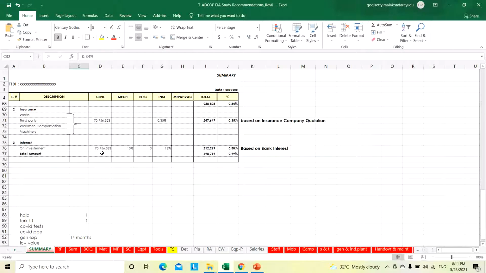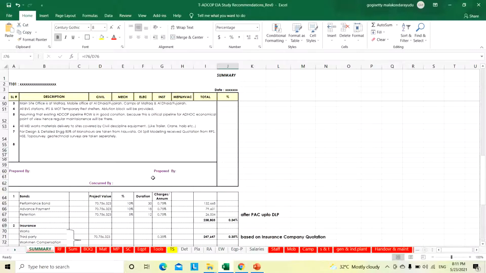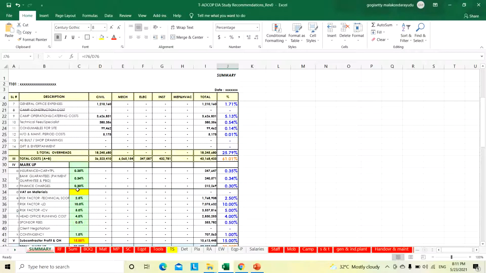Then interest charges. What will be the investment? 10% we will invest for 3 months. What will be the bank charges? 12% per annum. This will include the letters of credit and everything. So the total is 212,269. On the overall cost, how much is that? 0.3%. That 0.3% we consider here.